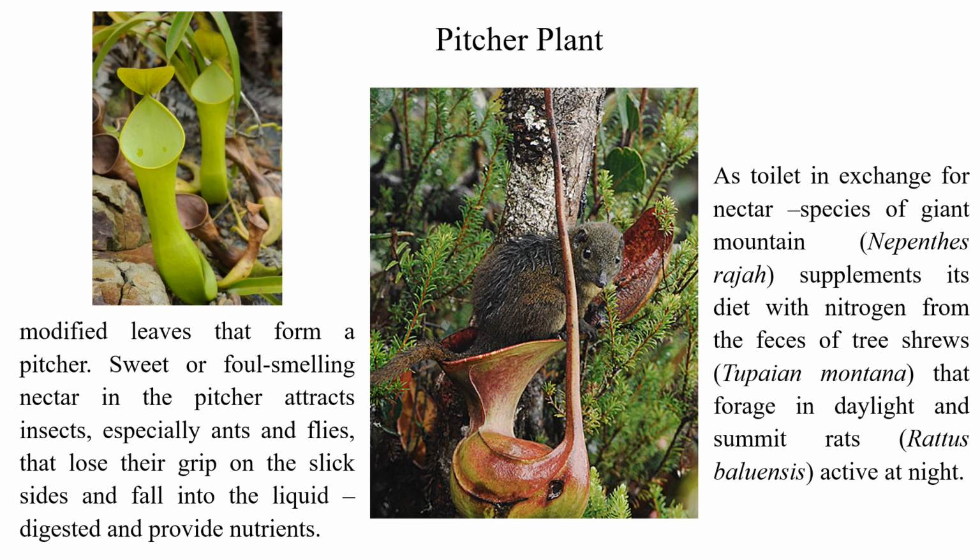Dan selain daripada insect and flies, pitcher plant juga ada menerima nutrient from tupai montana. Okay, so tupai montana ni basically seolah-olah dia menjadikan pitcher plant ini sebagai dia punya toilet lah. Okay, untuk dia buang dia punya najis. Tapi najis itu digunakan oleh pitcher plant sebab dia ada rich with nitrogen kan. So itu adalah basically give and take lah for them.